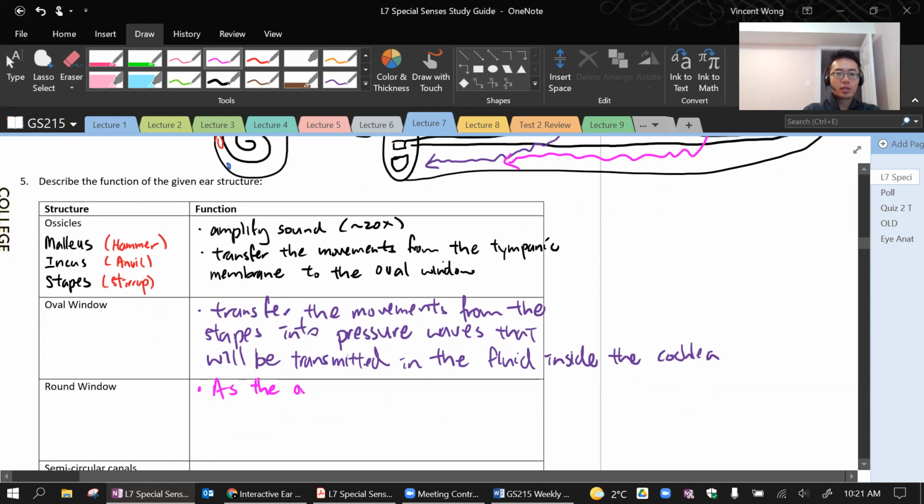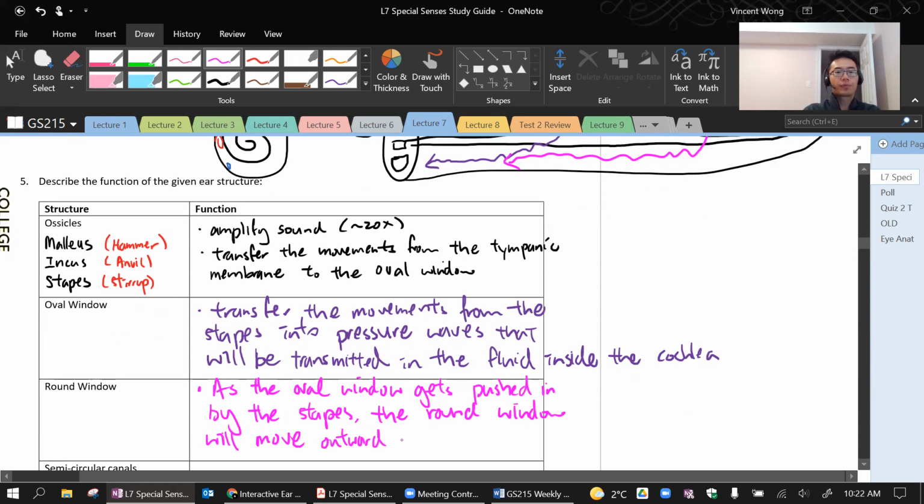As the oval window gets pushed in by the stapes, the round window will move outward to relieve the excess pressure. Okay.